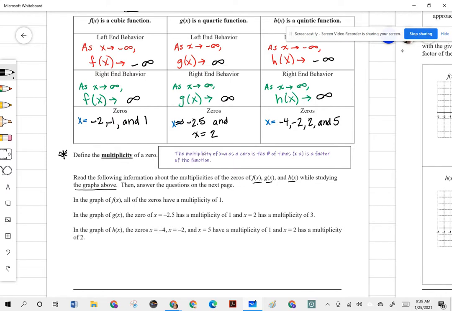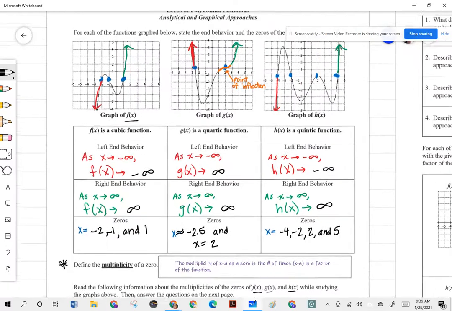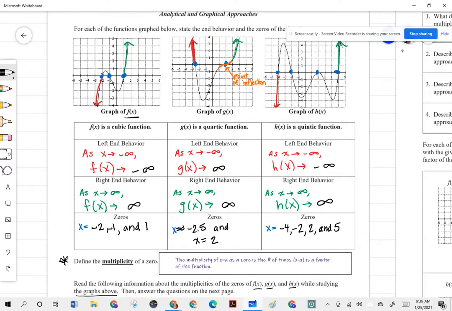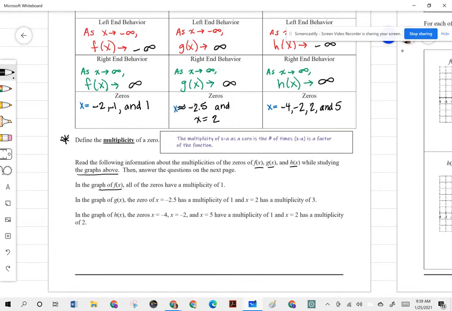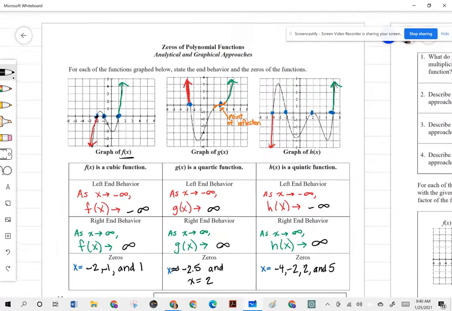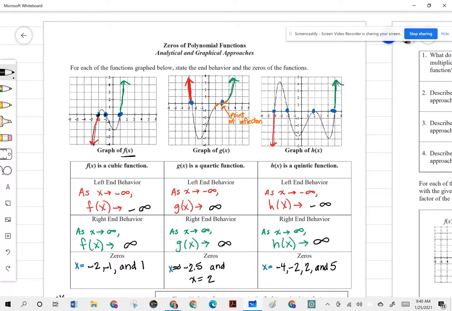So let's take a look at the graph of f of x. F of x, all of the zeros have a multiplicity of 1. So let's just make sure that we take a look at that. All of the multiplicities are 1. In the graph of g of x, though, the zero of x equals -2.5 has a multiplicity of 1. X equals 2 has a multiplicity of 3. I want you to look at the multiplicity of 3.